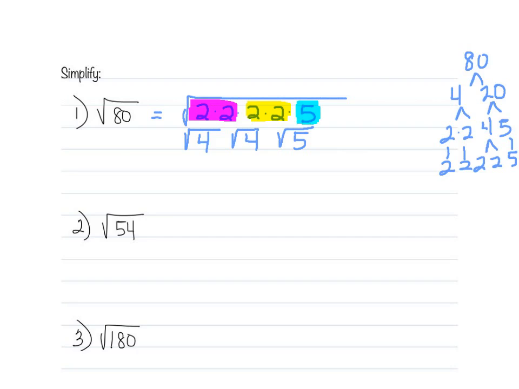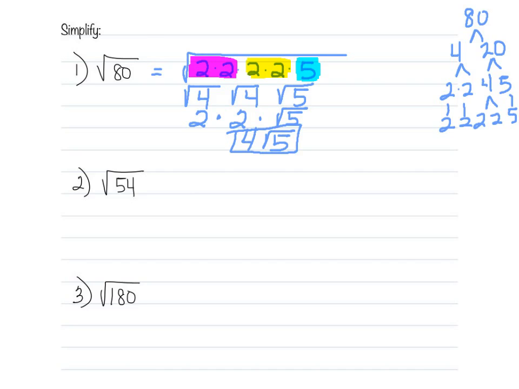Now there's more simplifying that we can do here. Radical 4 is 2, times radical 4 is 2, times radical 5, which is not simplifiable. It's radical 5, so 2 times 2 is 4 radical 5, and that would be radical 80 in simplest form.